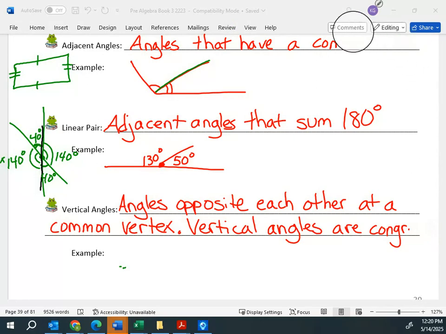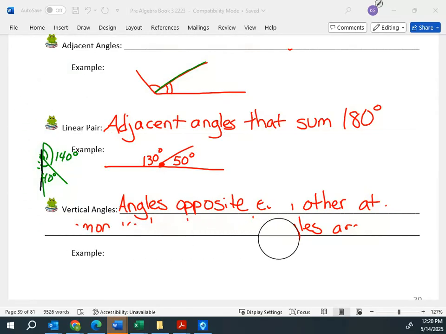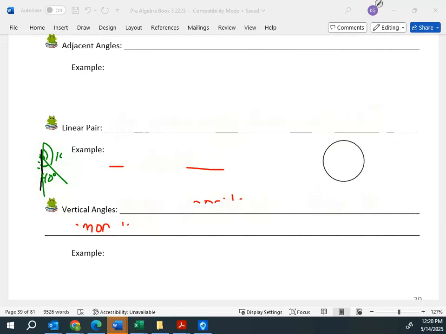So let's look at what our work is today. If it will erase for me. Oh my goodness. It is not wanting to look fun for me.